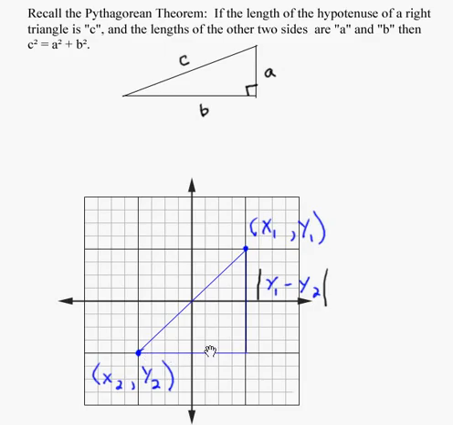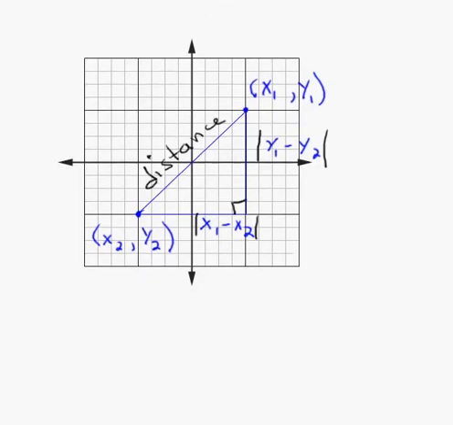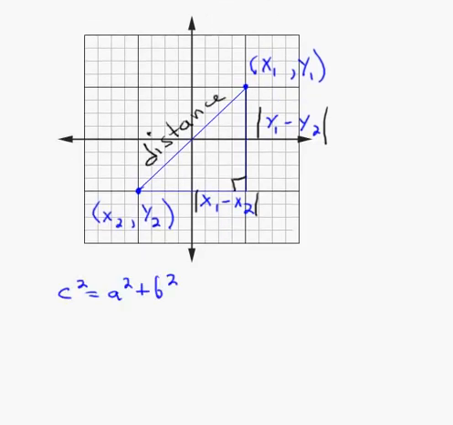Likewise, to find out how large the horizontal component of this triangle is, we're going to do the same thing, only we're going to subtract the x values. It doesn't matter which order, as long as we make it positive, in this case by taking the absolute value of it. And then the distance for the hypotenuse is going to be the square root of the sum of the squares of the other two sides. So that's where the Pythagorean theorem fits in. In this case, we've got c squared equals a squared plus b squared.